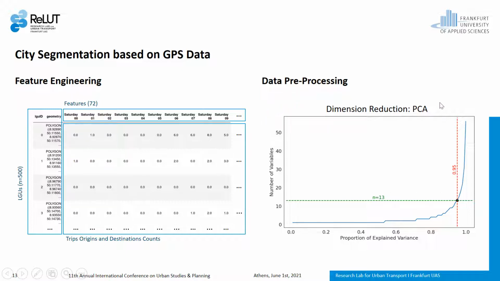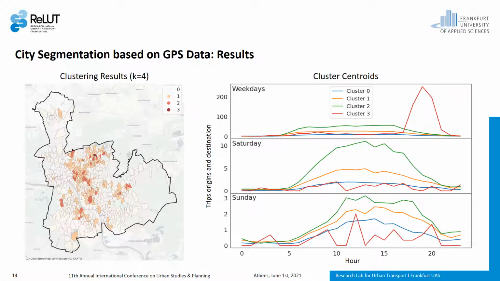So we reduce data dimension using PCA. As can be seen in the right diagram, 95% of the variance in the data can be explained by only 13 components. We use these 13 variables to conduct clustering. By comparing within-class sum of squares and silhouette score for different k's in the k-means algorithm, we find 4 classes to be optimal for this data.